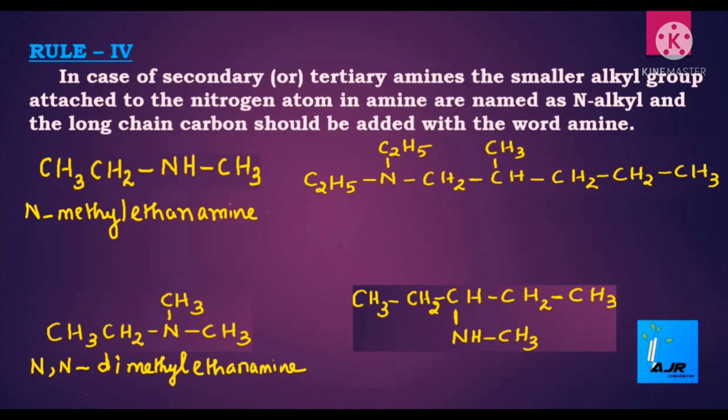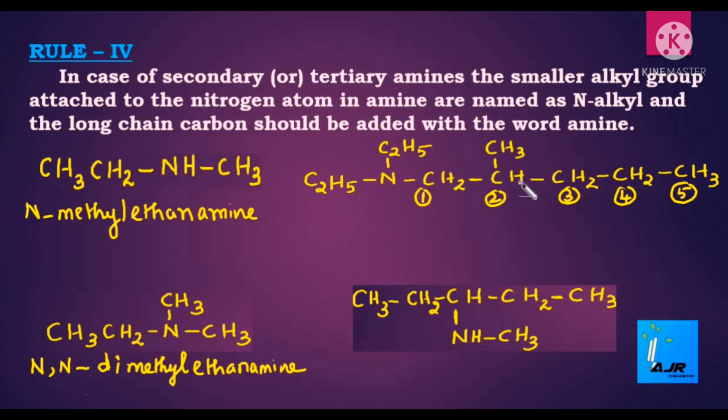So this is one. See the next compound. How will you name it? First we should fix the largest chain. The longest chain we should fix, right? The carbon atom which is having the amino group should get the least number. So how will you number? This is the longest chain, and this is the carbon which is having the amino group. So the numbering should start from here: 1, 2, 3, 4, and 5.